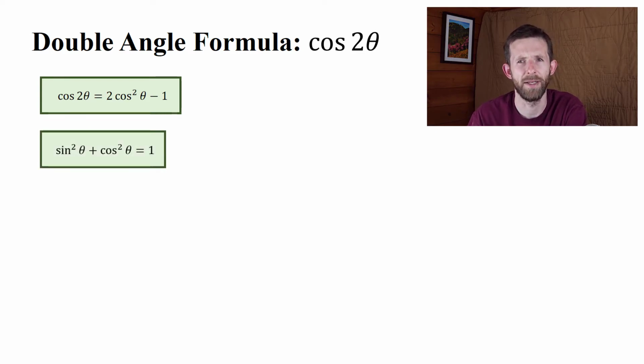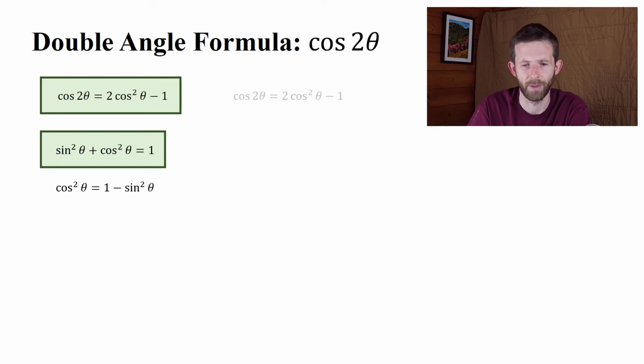I also know that sine squared of theta plus cosine squared of theta is 1. That's one of our key trig identities. And if I solve for cosine squared of theta there, I just move the sine squared of theta to the other side, and I have 1 minus sine squared of theta.